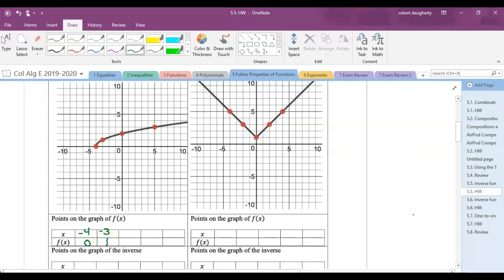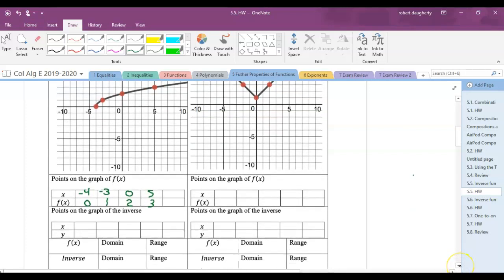And 0, 2? And 5, 3. That looks like all the points that I have marked out for you, okay? Those are points on f. Now, before I even draw the graph, what are the points that have to be on the inverse? 0, -4, 1, -3, 2, 0, and 3, 5. Those points have to be on the inverse, okay?